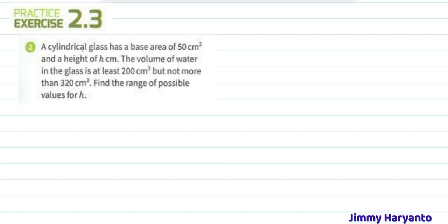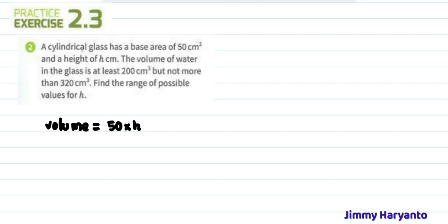The volume is at least... So we have to find the volume first. The volume of a cylindrical glass is base area times the height. So you'll have 50h for the volume.